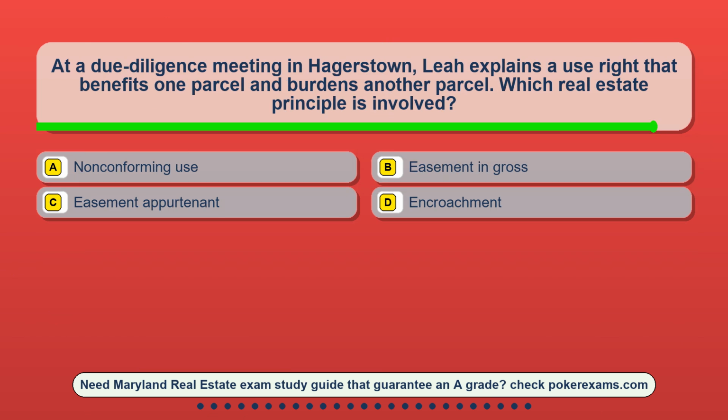Question 11. At a due diligence meeting in Hagerstown, Leah explains a use right that benefits one parcel and burdens another parcel. Which real estate principle is involved? Option A, non-conforming use. Option B, easement in gross. Option C, easement appurtenant. Option D, encroachment.